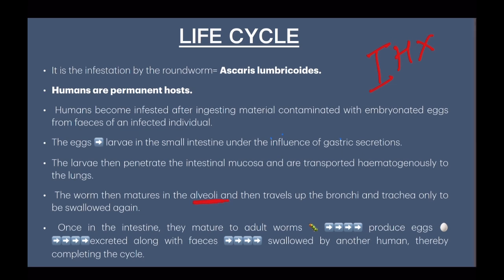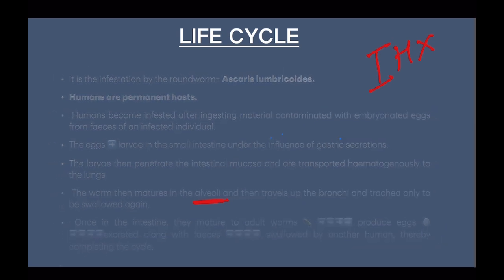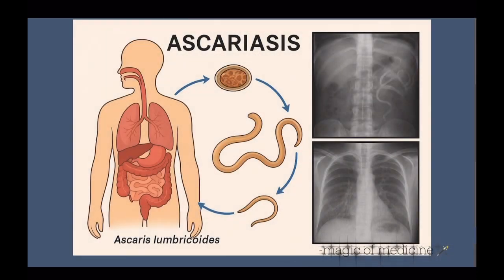Now in next slide you are able to see that first the human has ingested this embryonated egg. Then the embryonated egg, as soon as it reaches the stomach and intestine, it hatches into the larva under the influence of gastric secretions. Now this larva is very naughty. The larva penetrates the intestinal mucosa, and after penetrating, obviously it will enter in the bloodstream and hematogenously will travel into the alveoli. So remember, the favorite place of Ascariasis is alveoli.